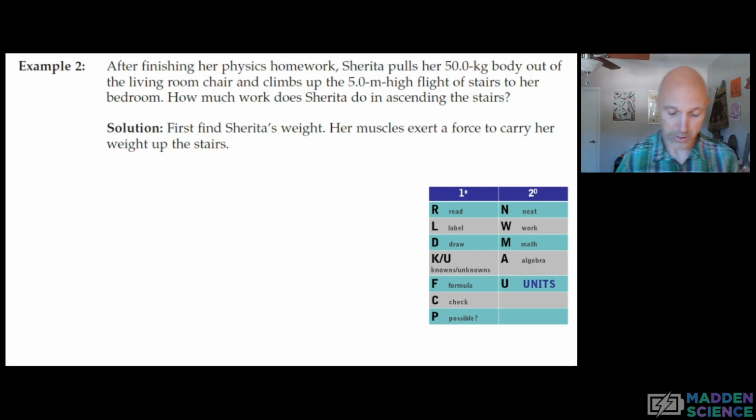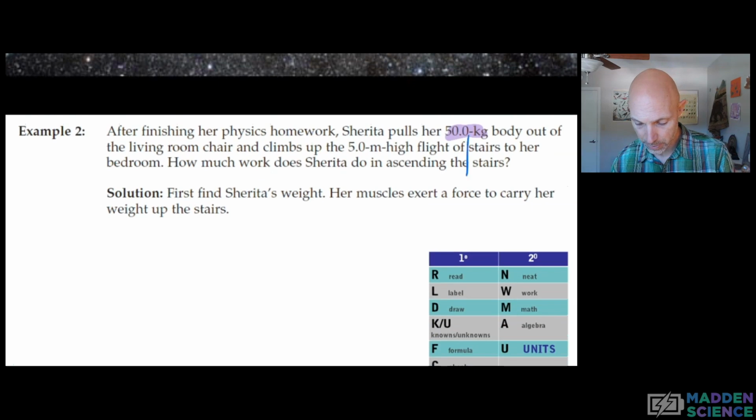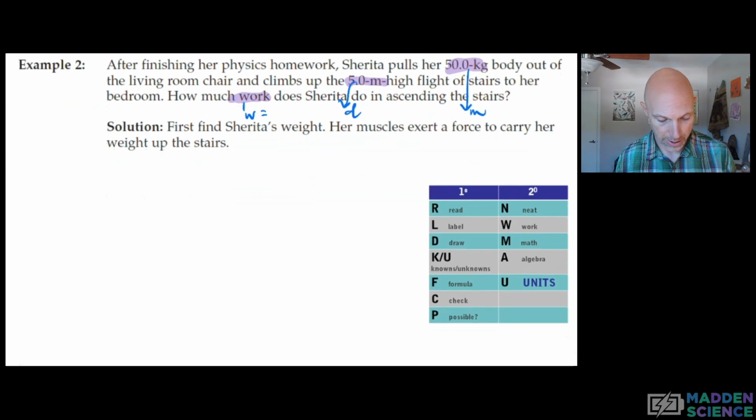All right, so this is similar to what we just did. We've got some labeling to do. So 50 kgs. It's a mass. We know that 5 meters here is a distance. We want to know how much work. Okay. So given really the same things as last problem, we have some stairs here. Here is Sharita. We know that she has a mass of 50 kgs.